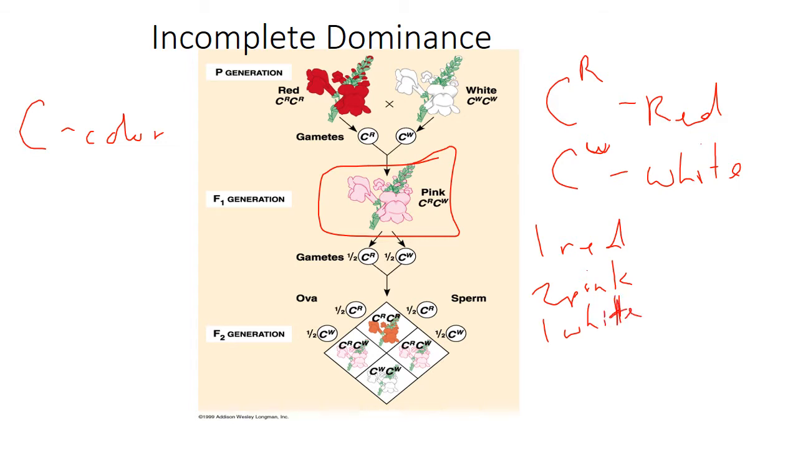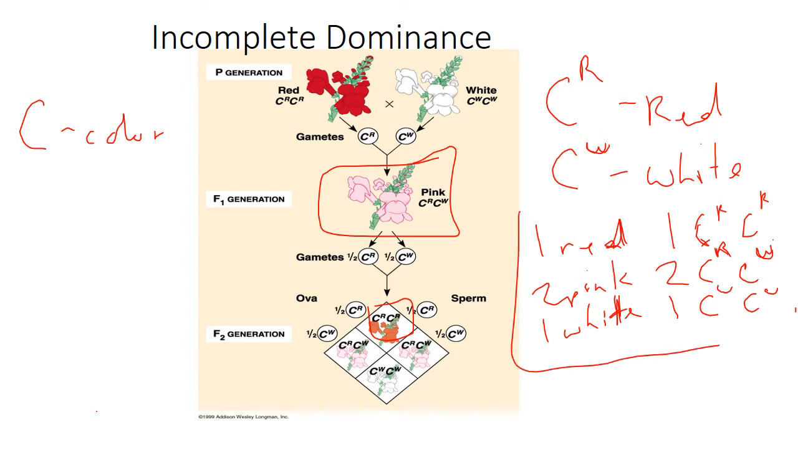So our genotypic ratio would be 1 CR CR, because you got to remember we're using what they gave us, 2 CR CW, and 1 CW CW. So we get a 1 to 2 to 1 ratio on both sides again.